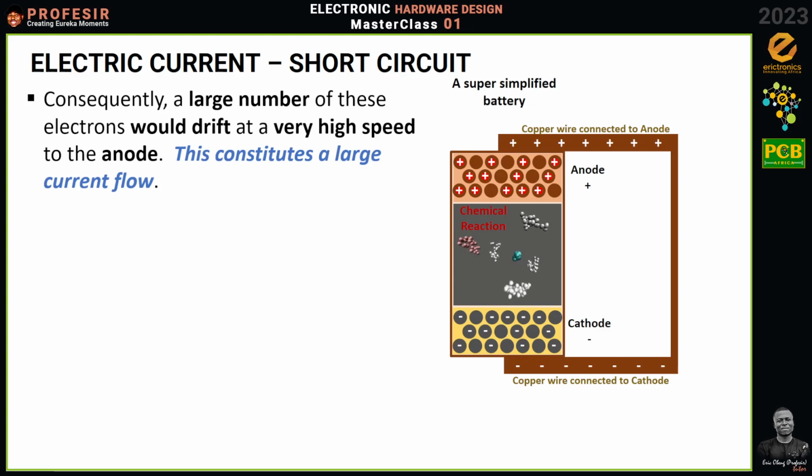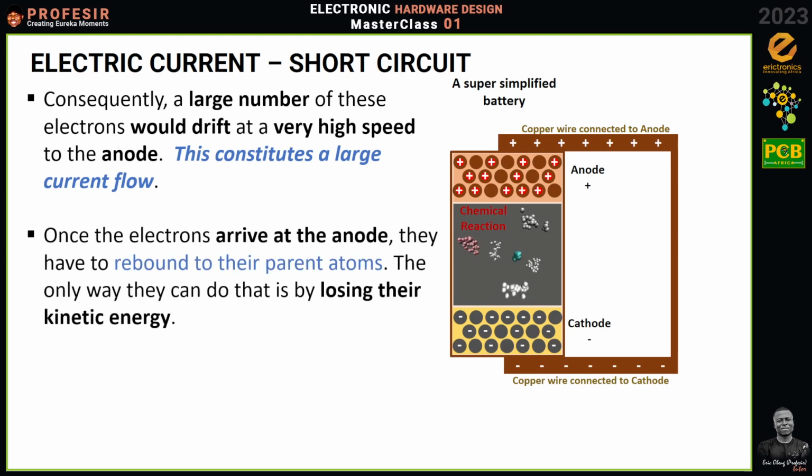The only opposition they will feel will be the copper wire's resistance, which is actually very small. Okay, so that means the electrons will move at a very high speed from the cathode to the anode, and this will constitute a very large amount of current flowing. Is that okay? So when we do this, the first thing that we've seen is that there is going to be a very huge amount of current flowing.